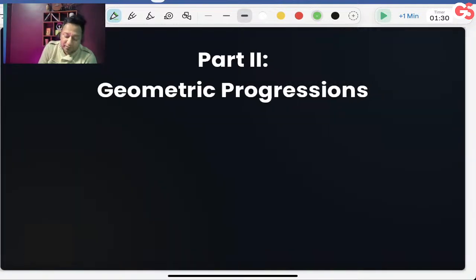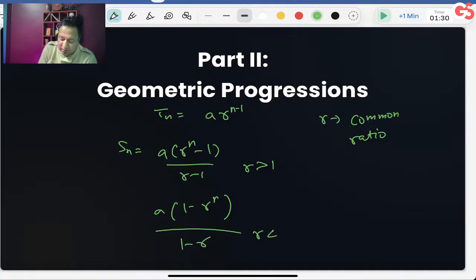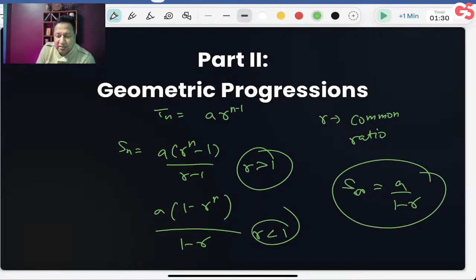Coming to GP now. So the nth term in a GP is given by what? A into r to the power n minus 1, where A is the first term and r is the common ratio. And the sum of n terms will be given by a times r to the power n minus 1 upon r minus 1 if r is greater than 1, and a times 1 minus r to the power n upon 1 minus r if r is less than 1. All of us know that. The sum of an infinite GP is given by the first term upon 1 minus the common ratio, and here r will always be less than 1. It will always be a fraction. All right.